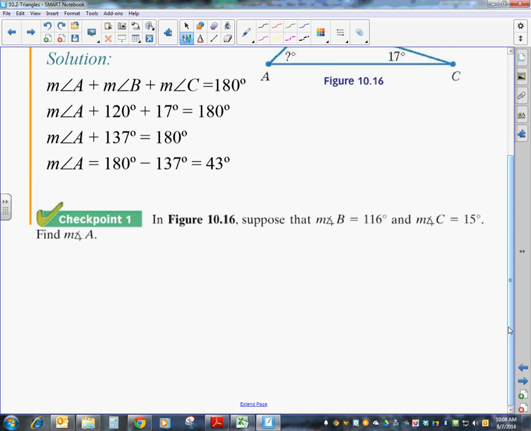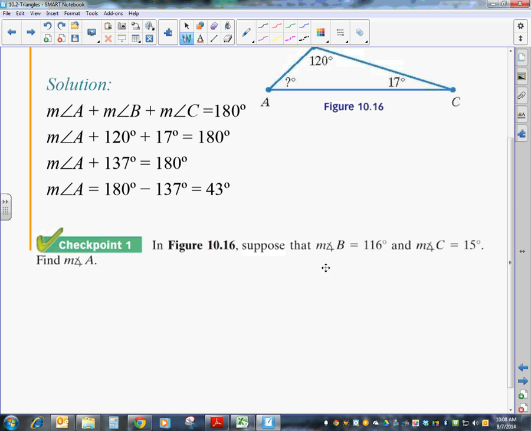All right, we're using the same diagram, but this time B is 116 and C is 15. So along those same lines, we're looking for the measure of angle A plus the measure of angle B plus the measure of angle C is equal to 180. So we combine 116 and 15, and we say the measure of angle A plus 131 equals 180. And then we're going to subtract 131 from 180 and find out that the measure of angle A equals 49 degrees.